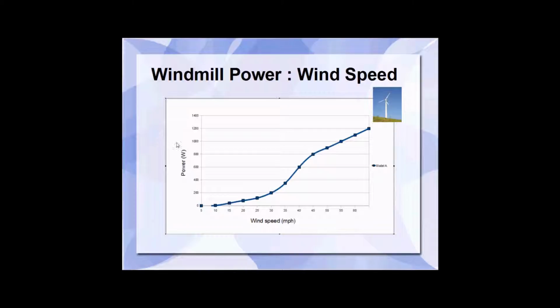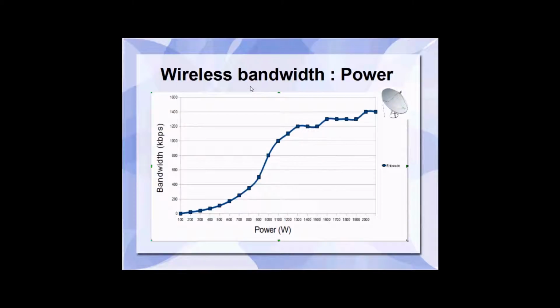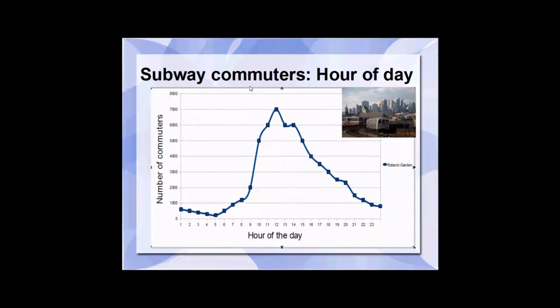For example, this map relates the power generated by a windmill to the speed of the wind. In our next example, we see a map of the bandwidth supported by a wireless station and how it relates to the power of the antenna. The next example is a map of how many commuters use the New York subway at a particular station and how it relates to the hour of the day.